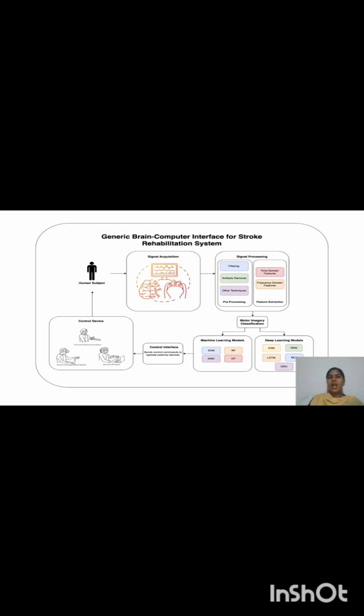This is the common block diagram of a generic brain computer interface for a stroke rehabilitation system. Human subject, signal acquisition, signal processing, and motor imagery classification. This classification has two types, machine learning models and deep learning models. Then the control interface. In the control interface we send control commands to operate external devices. Some other control devices are used. We previously looked at the exoskeleton, muscles, arms and functional stimulations. These are some of the control devices.